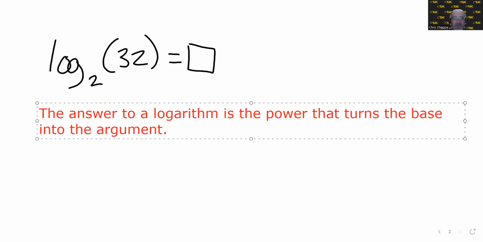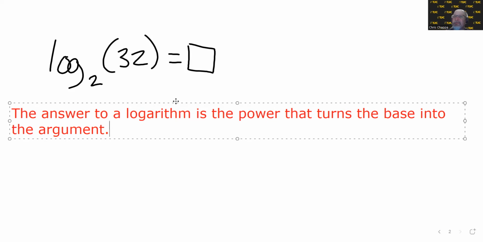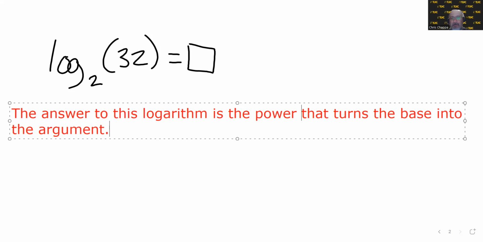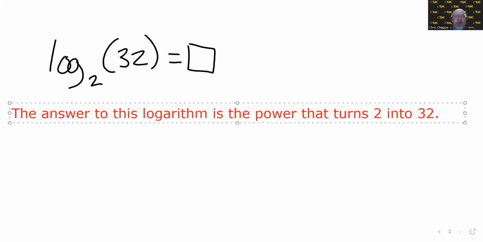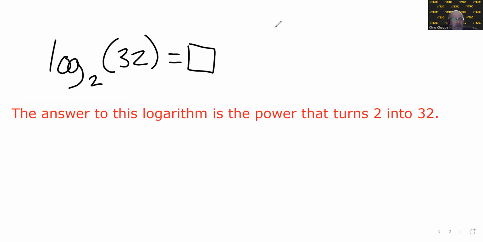This is the generic answer to what is a logarithm, but we can make it specific for each problem. So we'll say the answer to this logarithm is the power that turns the base, which is 2, into the argument, which is 32. You don't have to know what the answer to a log is, at least not initially, but you do have to know what the answer to a log does. In this case, whatever this answer is, it's the power that will turn 2 into 32. And then the hunt begins.